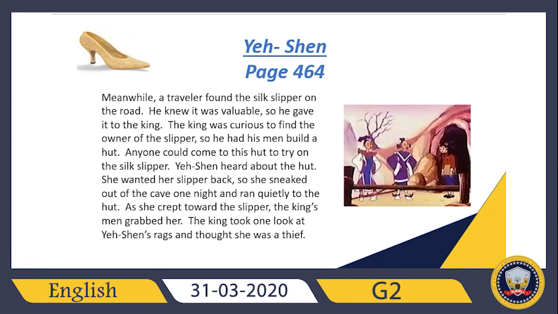The king's men saw her and they grabbed her because they thought that she is a thief. The king took one look at Yi Xin's rags and thought she was a thief. Why did they think that she is a thief? Because of her dress. She was wearing her old worn out dress. So all of them thought that she is a thief. But then what happened?